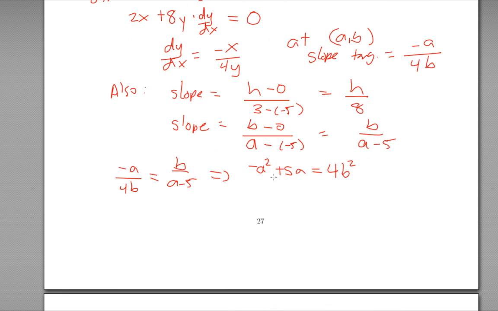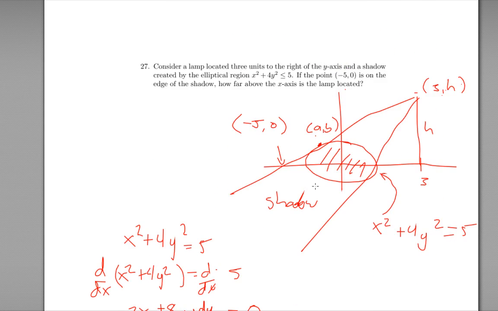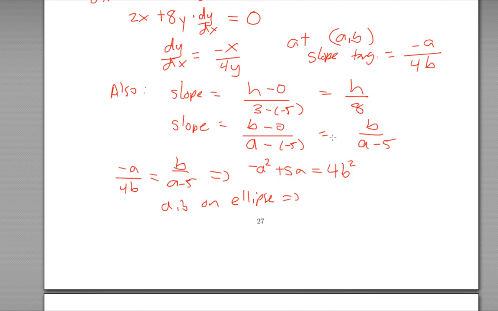Okay, but we know that the point (a, b) is on the ellipse. So (a, b) is on the ellipse, which means that if we go up to the equation of the ellipse, a squared plus 4b squared has got to be equal to 5.